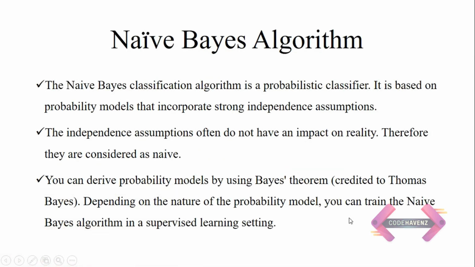Now, what is naive-Bayes algorithm? Naive-Bayes classification algorithm is a probabilistic classifier. It is based upon the probability model that incorporates strong independent assumptions. It is basically a probability model that is derived by using the Bayesian theorem. It will calculate the probability of each and every instance. Naive-Bayes is basically a supervised learning technique. Supervised learning technique means in this case we have the prior knowledge about the class label.